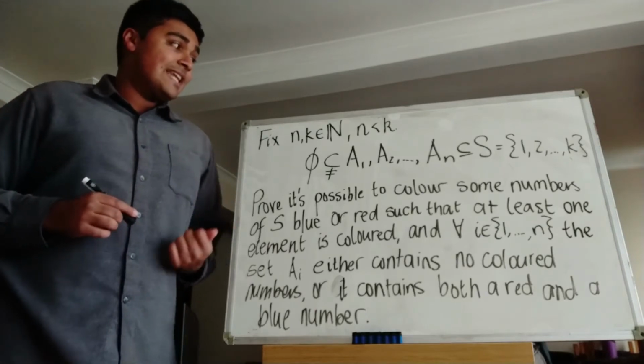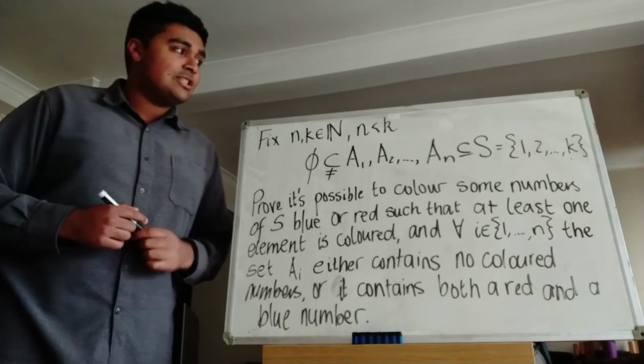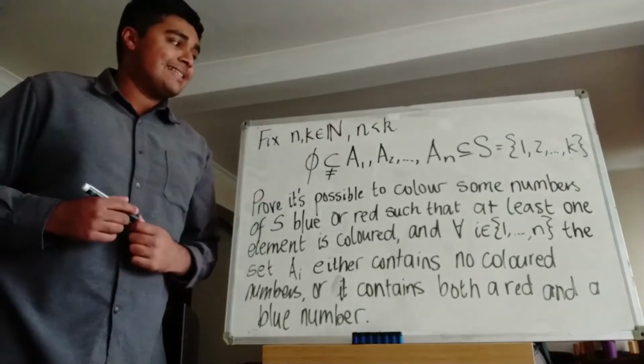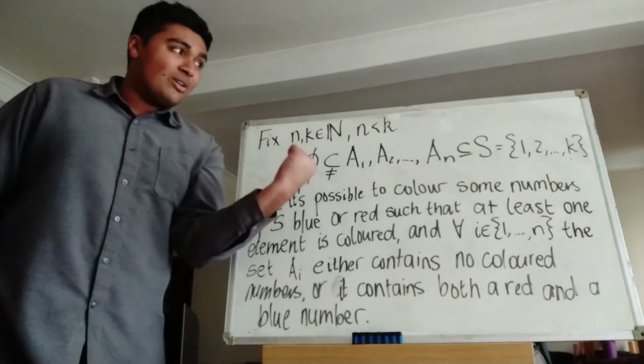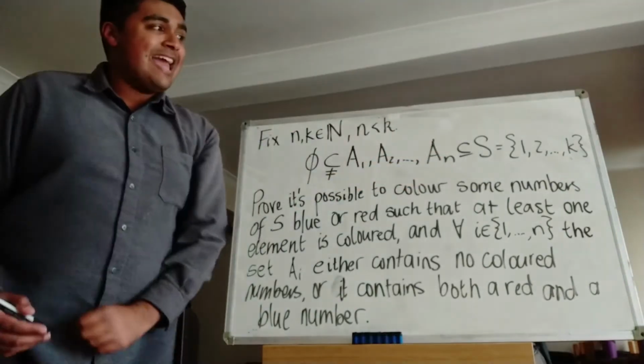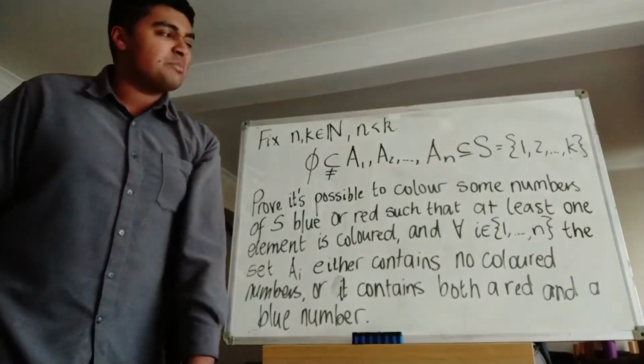Anyway, this is the problem for today. We have n and k being natural numbers, so strictly positive integers, with n being strictly less than k. And we have these sets A1, A2, all the way up to An. They're non-empty and they're subsets of S, where S is just defined to be the elements 1, 2, 3 and so on, all the way up to k.